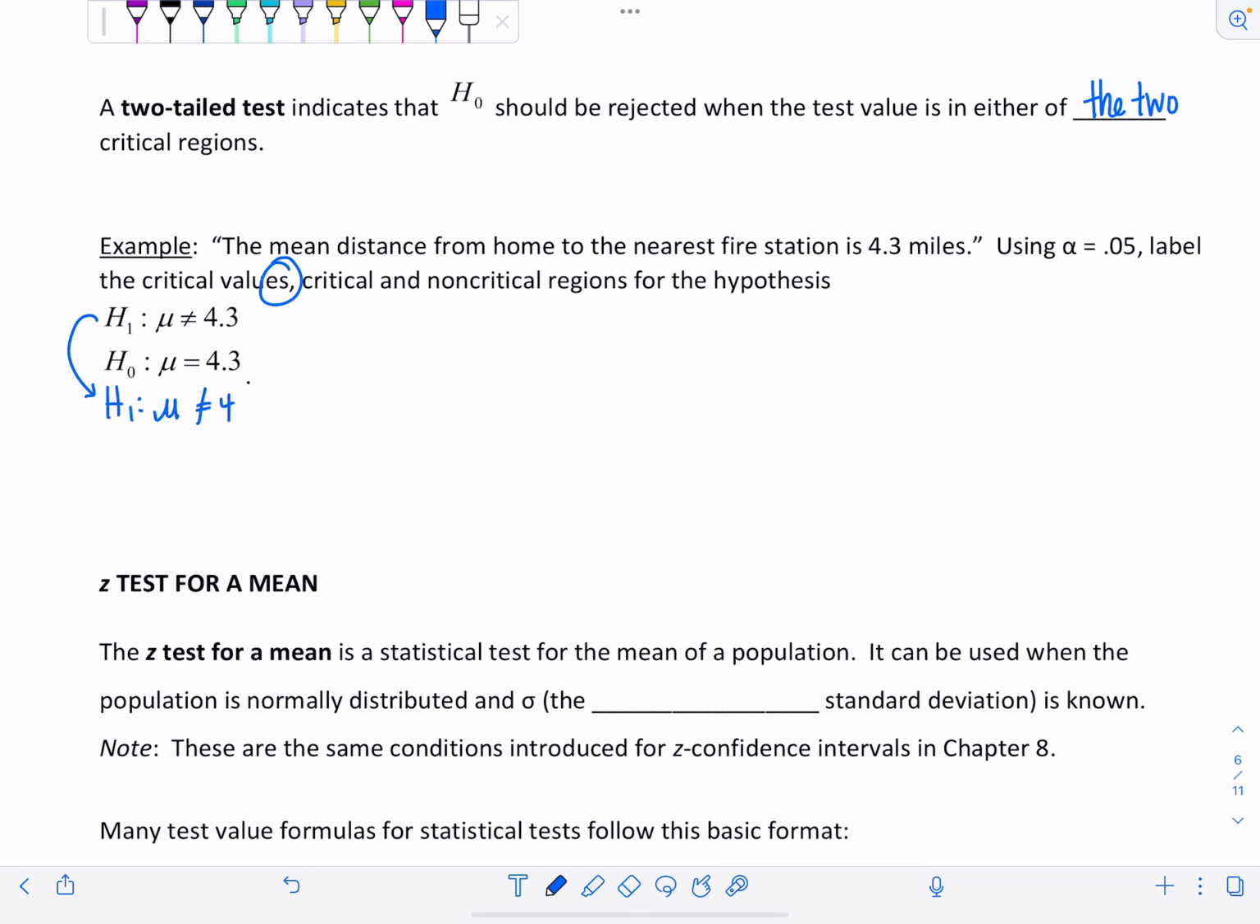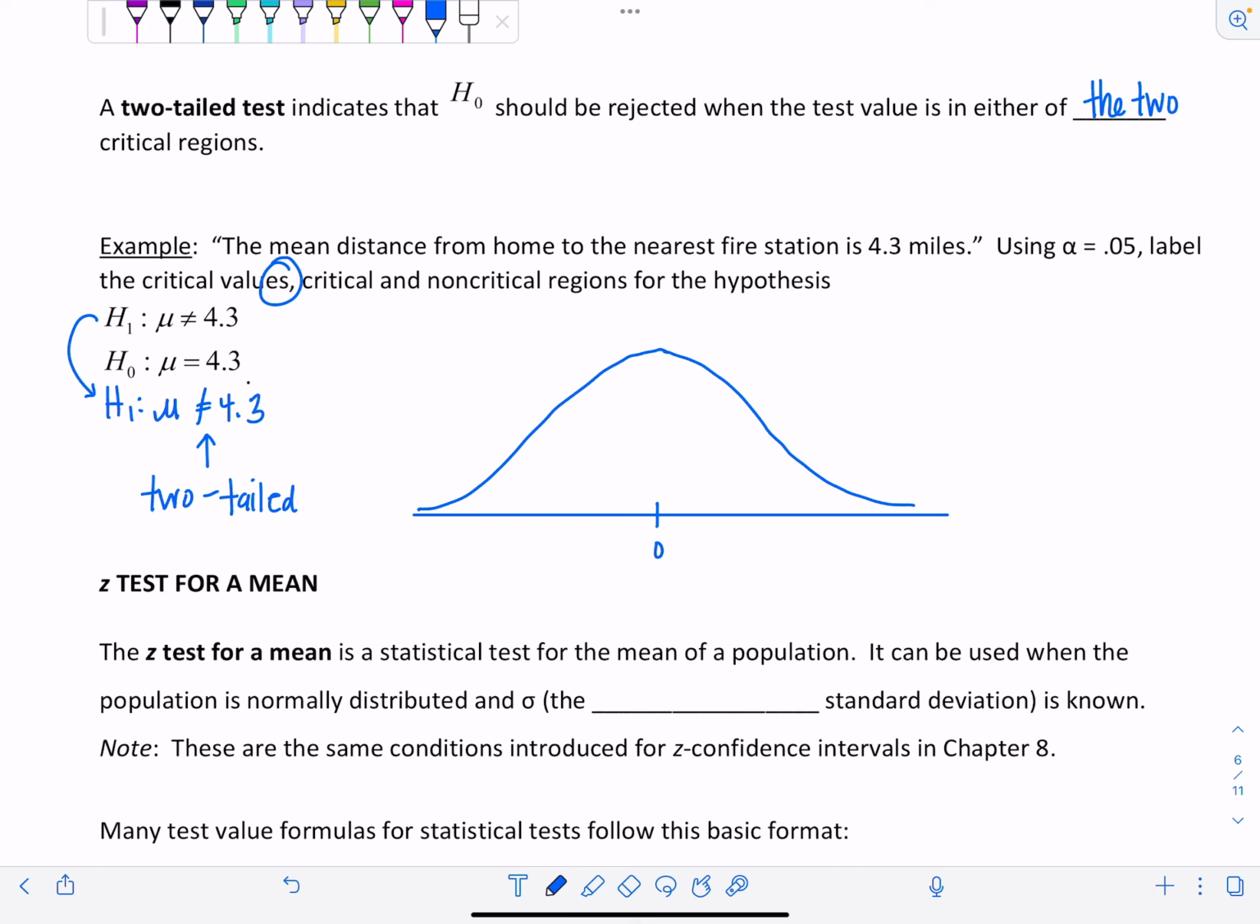What makes it a two-tailed test is that the alternative has does not equal to in it. If it's greater than or less than, it's one-tailed. If it's not equal to, it's two-tailed. It's really that simple. We're going to use alpha equals 0.05. So what does that mean? You actually have to split that between each of the tails. So cut 0.05 in half. You would have 0.025 in this tail and 0.025 in this tail. That's the difference for a two-tailed versus one-tailed test. The alpha gets split between the two tails.